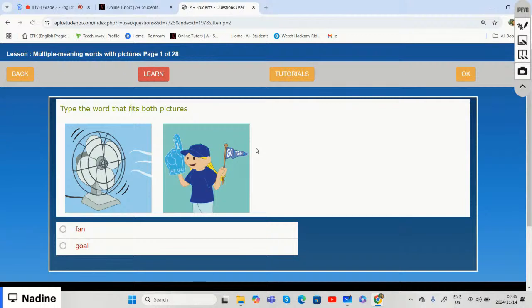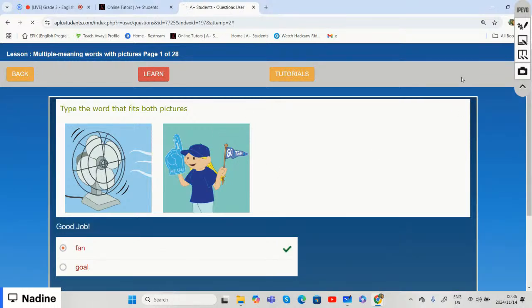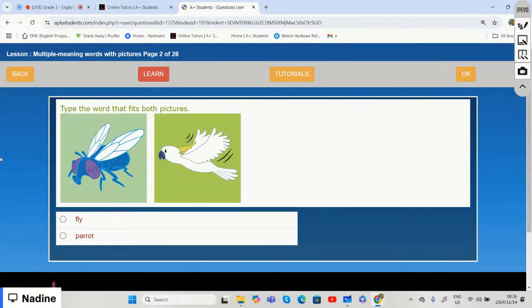So, is it option one or option two? All right, and if we were to choose the correct option, one word but two pictures that fit that one word, we can say it's a fan. The first picture, it cools you down, makes wind when it is very hot. And the second picture is where you're a fan of a player or something. All right, let's look at the next one. We need to type the word that fits both pictures.